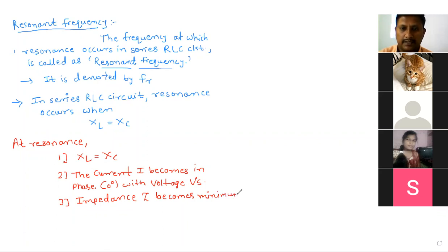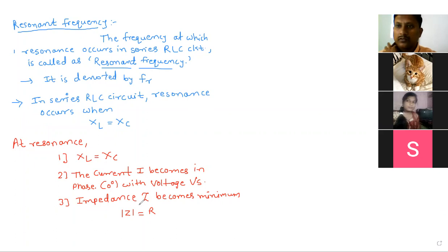So minimum means how much? That is Z is equal to R. Because if you put XL equal to XC in equation number 2, what is equation number 2? Magnitude of Z is equal to under root R square plus (XL minus XC) square. Replace XC with XL, and XL minus XL is 0. So under root R square means only R. So the minimum impedance is only the resistive part R.